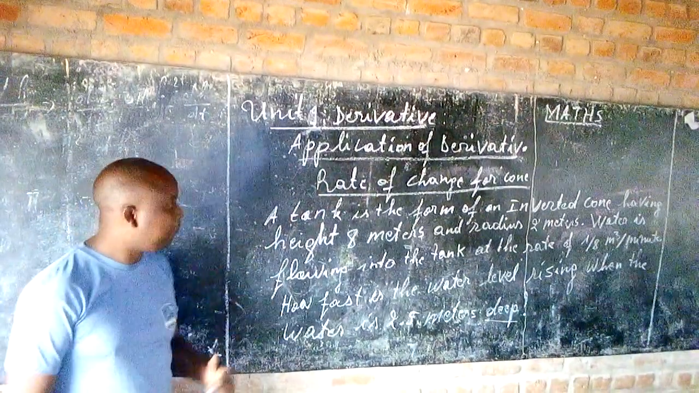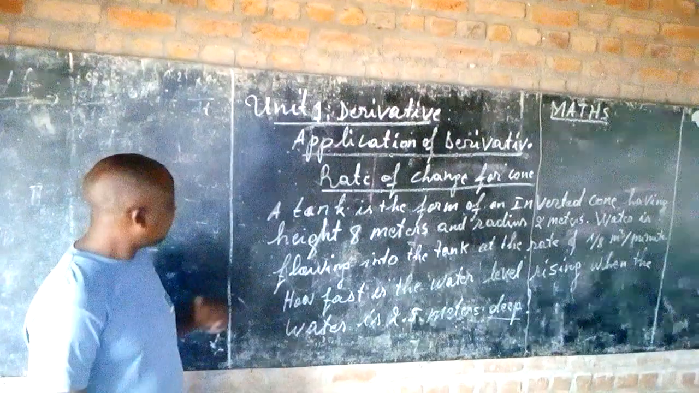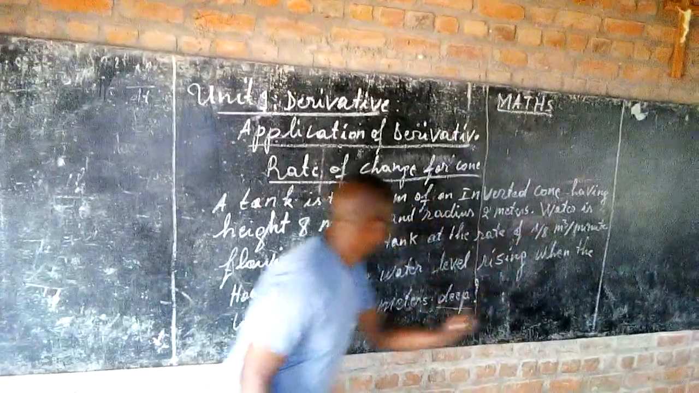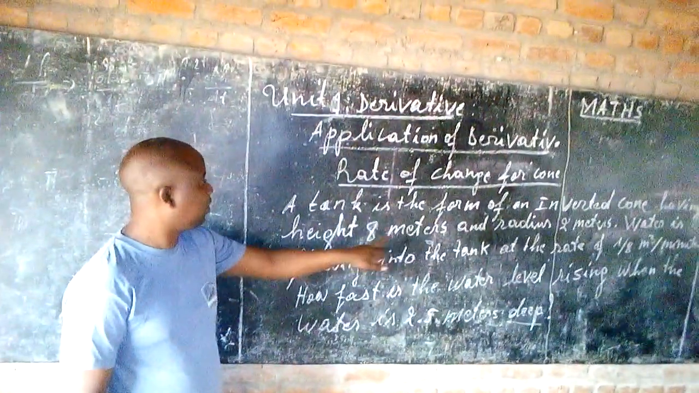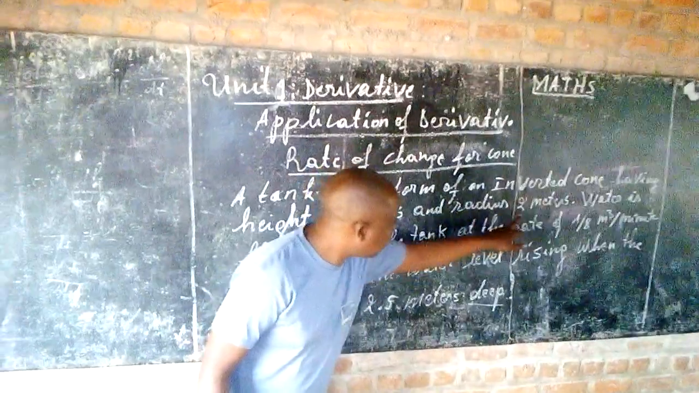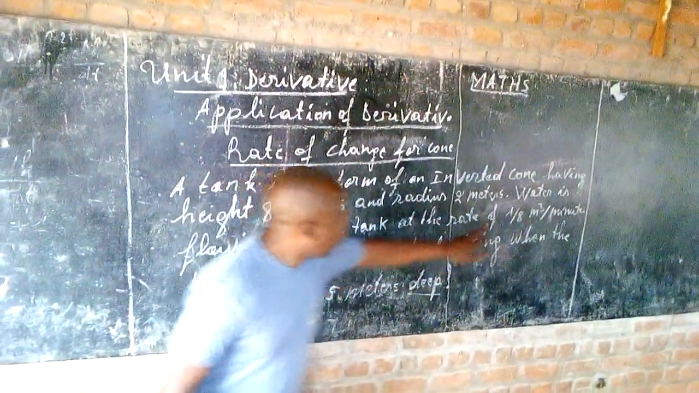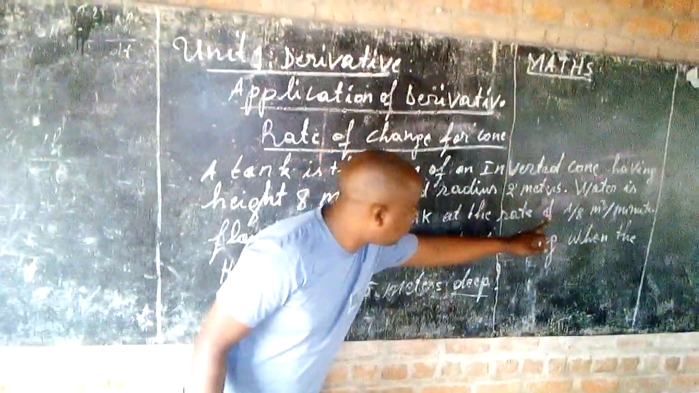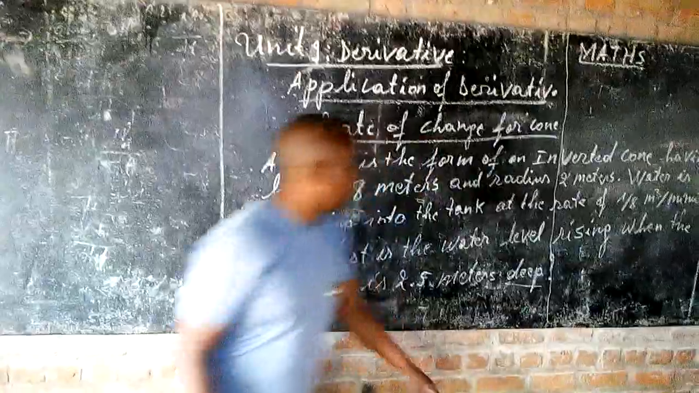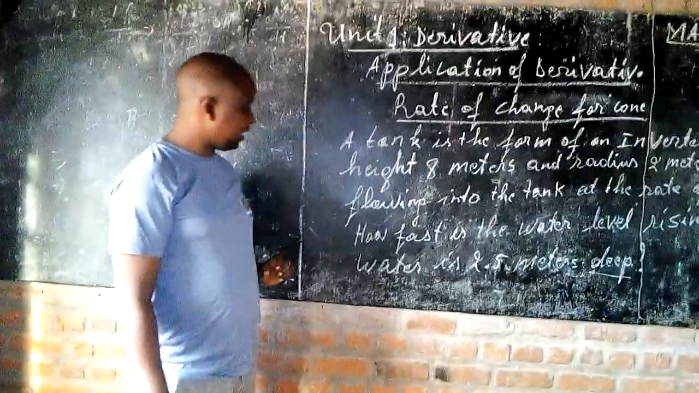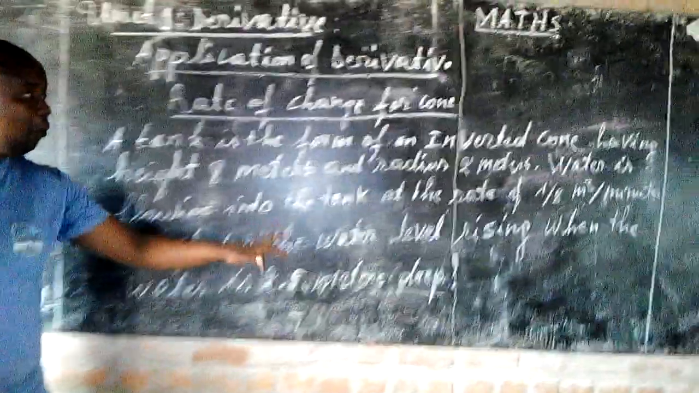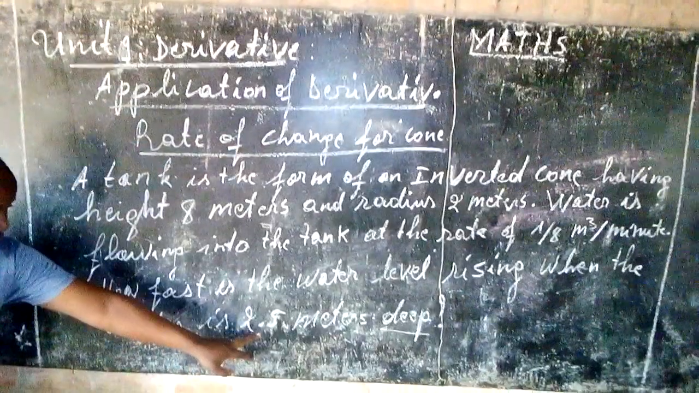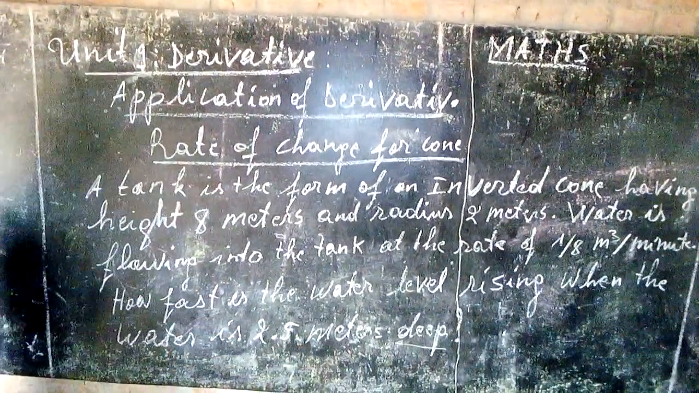Here we have one example which says: a tank in the form of an inverted cone has a height of 8 meters and a radius of 2 meters. Water is flowing into the tank at a rate of 1/8 meter cube per minute. The question is, how fast is the water level rising when the water is 2.5 meters deep?